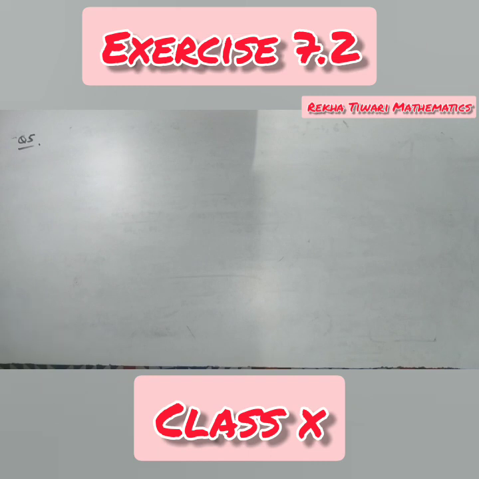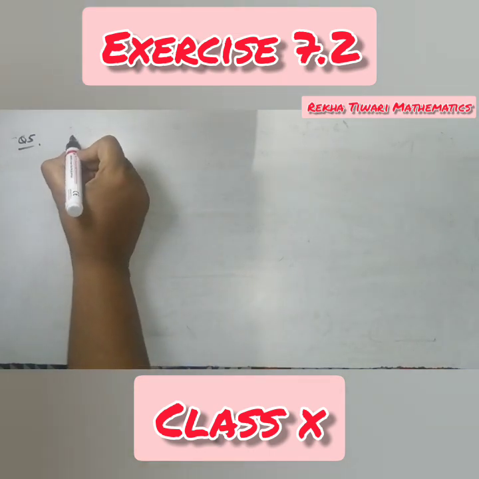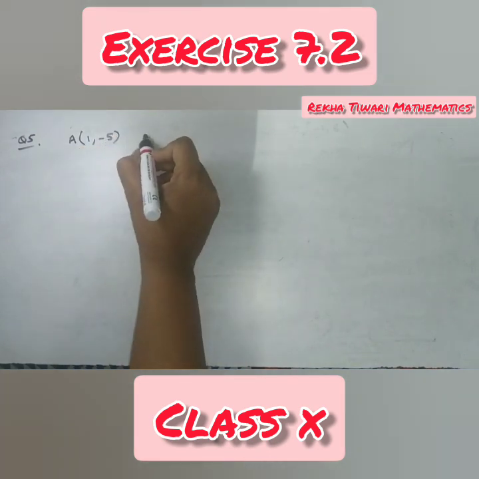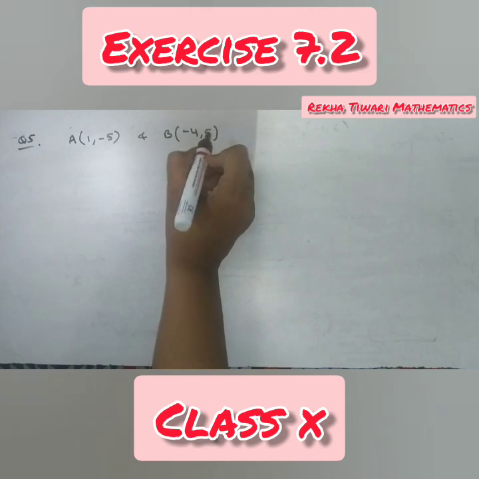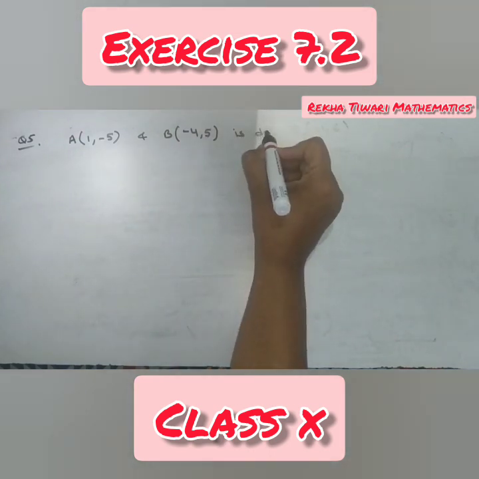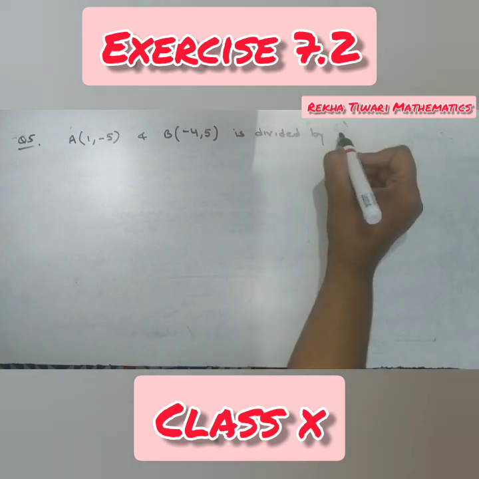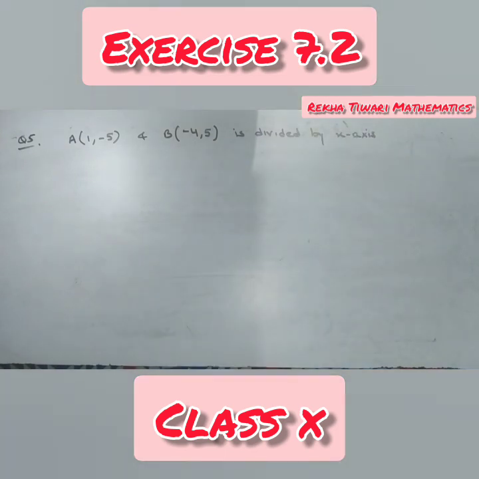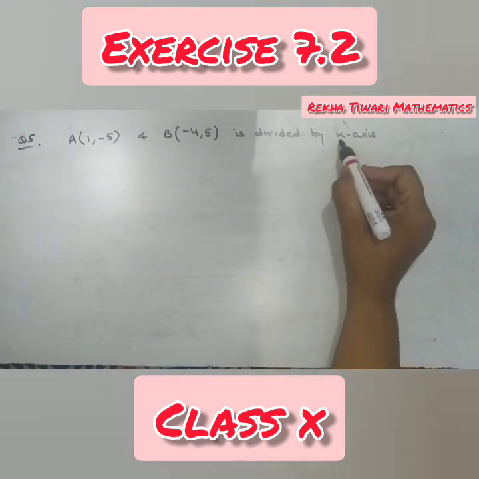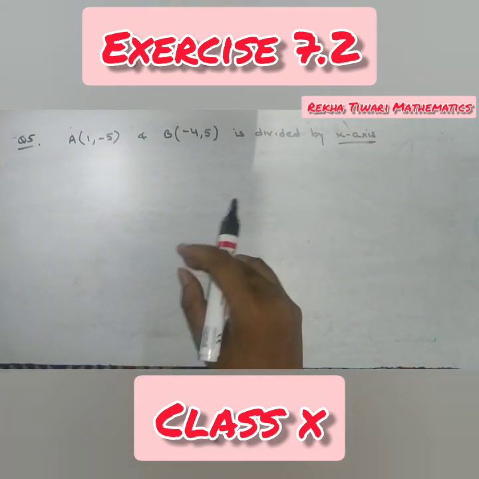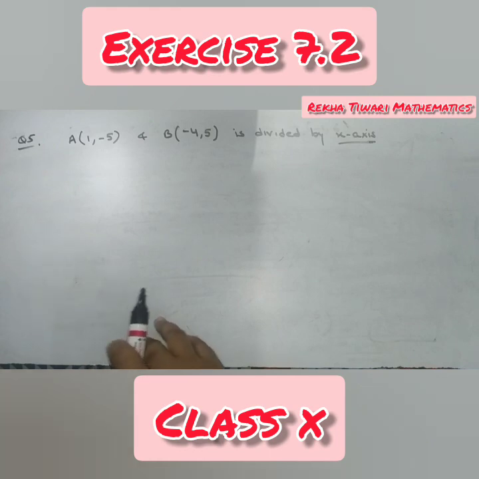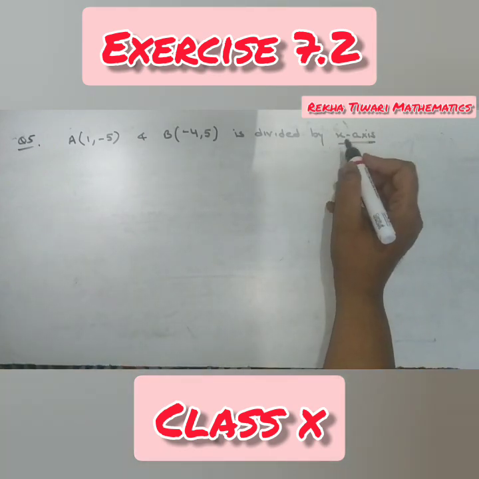Question number 5 is, find the ratio in which the line segment joining the points A 1, -5 and B -4, 5 is divided by x-axis. Look here, the same question, same as question number 4. The difference is here this is divided by x-axis. Point is not given to us. Coordinates of the point are not given to us. In question number 4, coordinates are given. But since it is divided by x-axis, I can easily write down the coordinate.